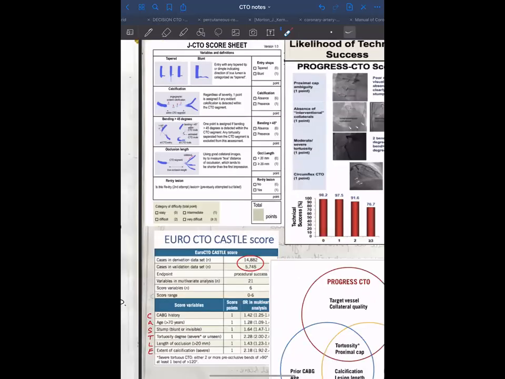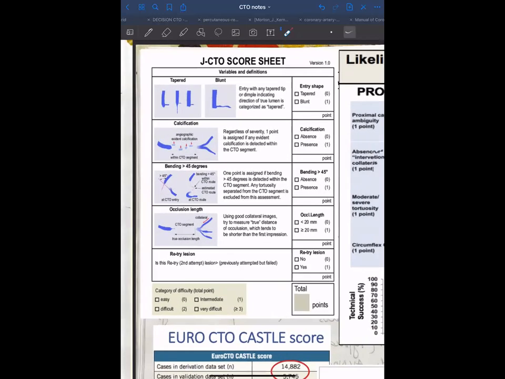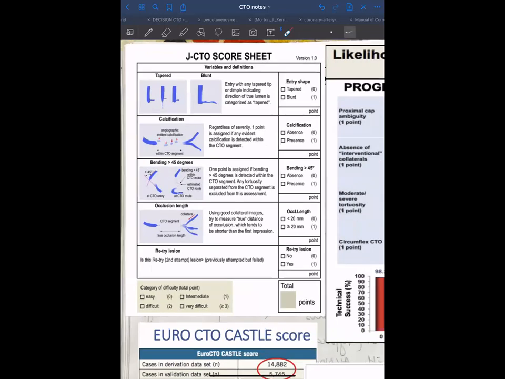I know this is a busy paper. CTO is all about scoring. I'll tell you the importance of this scoring. Scoring basically helps us look at the angiogram more technically, and more intentfully, in order to not miss specific details.